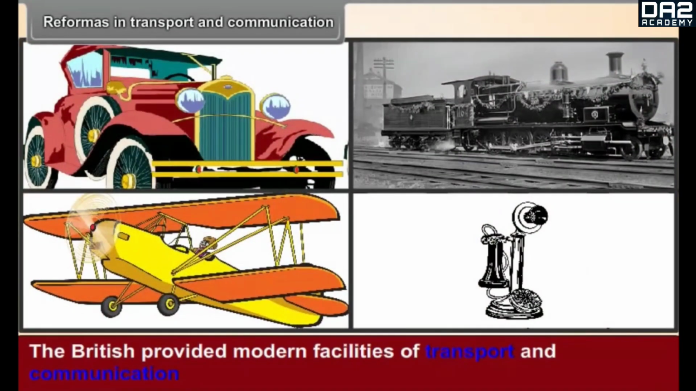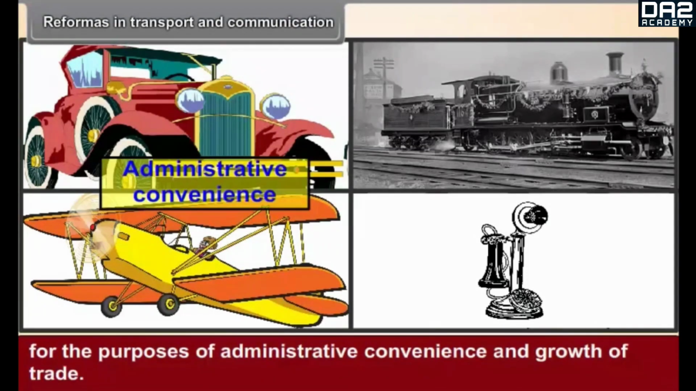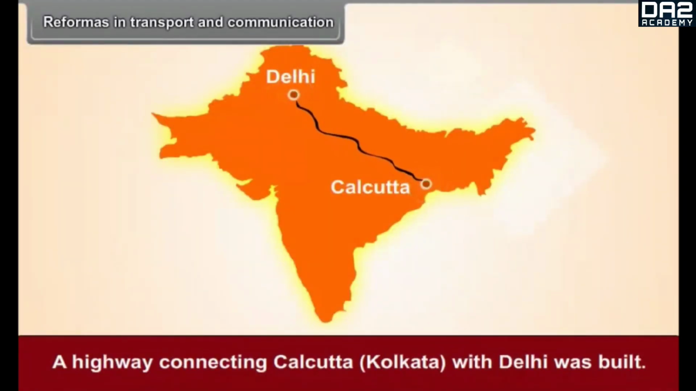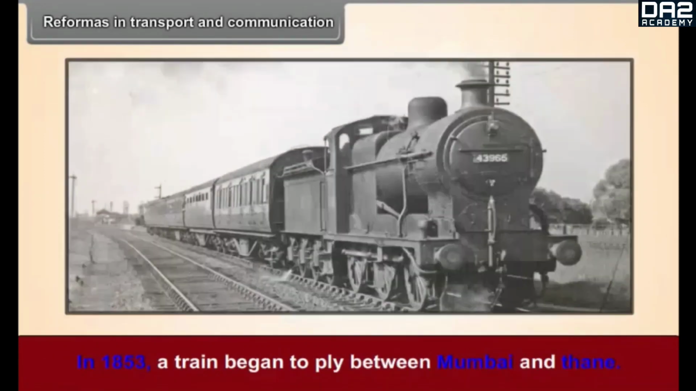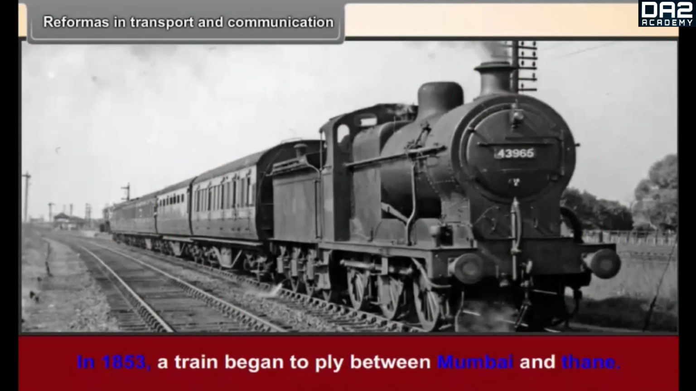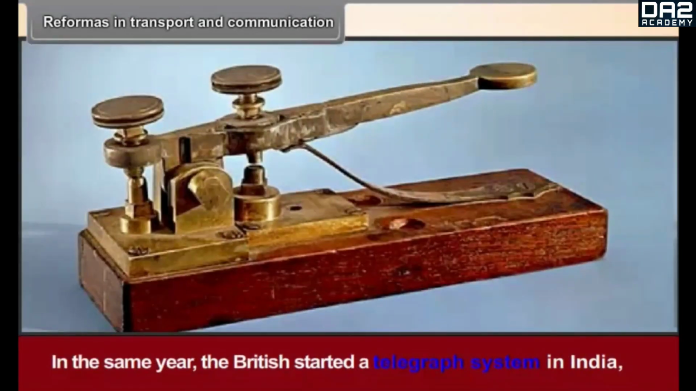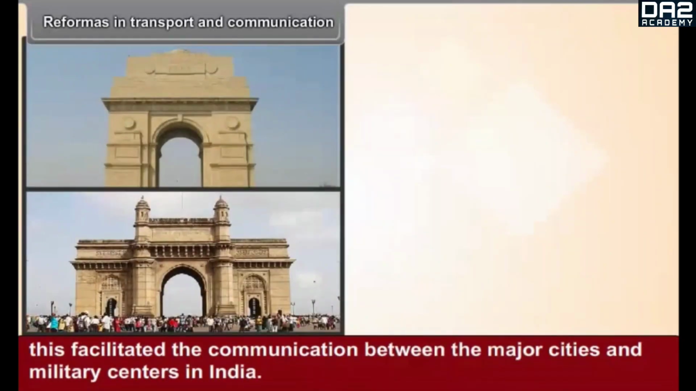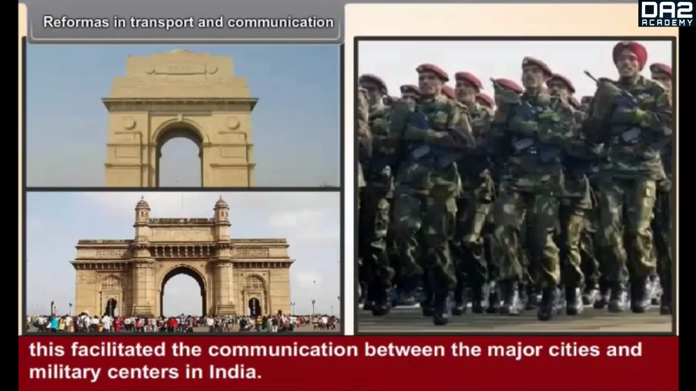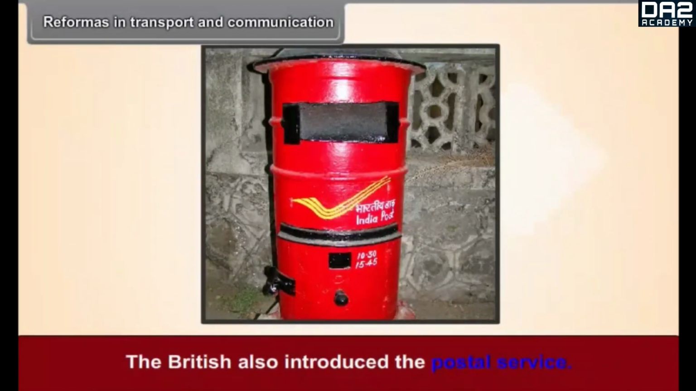Reforms in transport and communication. The British provided modern facilities of transport and communication for the purposes of administrative convenience and growth of trade. A highway connecting Calcutta, Kolkata, with Delhi was built. In 1853, a train began to ply between Mumbai and Thane. In the same year, the British started a telegraph system in India. This facilitated the communication between the major cities and military centers in India. The British also introduced the postal service.